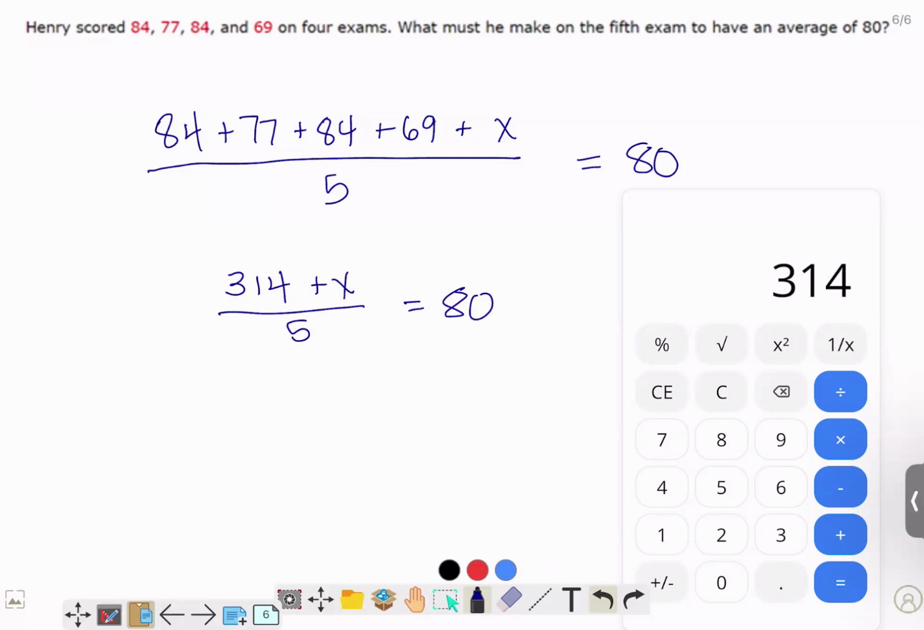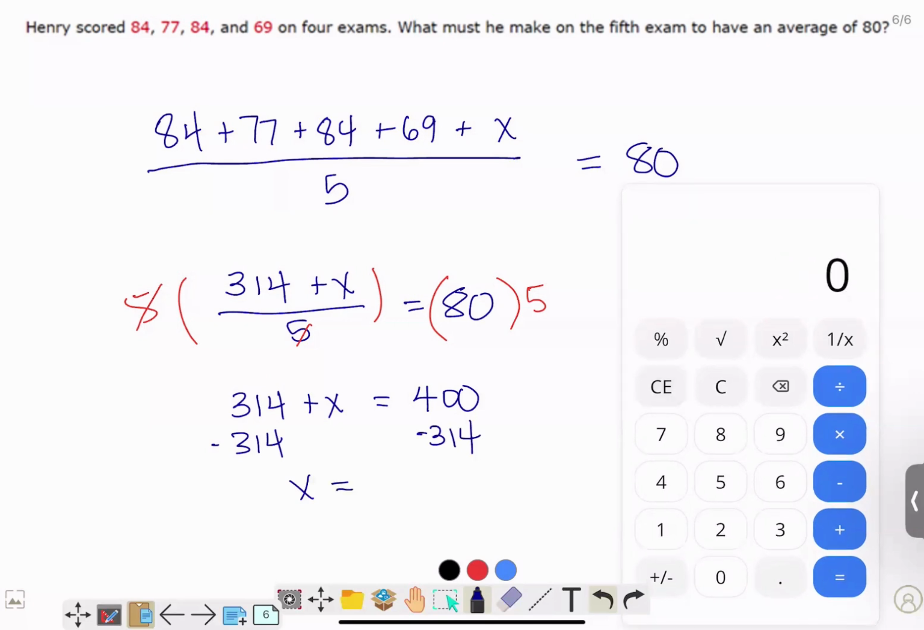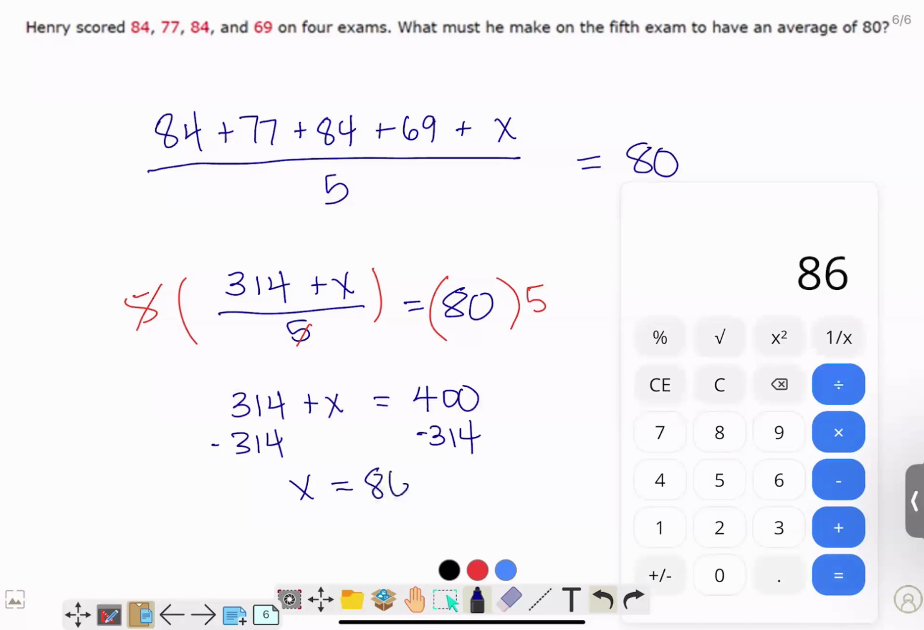So now let's get rid of that 5 in the denominator so we can cancel it out by multiplying both sides of this equation by 5. So multiplying all of this by 5, we'll cancel those, which means I also need to multiply by 5 over here. So I get 314 plus x equals 400 on the right side. So now to get the x by itself, I just need to subtract off this 314, so subtracting it on both sides. So that x, or the missing test score, has to be equal to 86. So if he wants to keep an average of 80 on all of these tests, he needs his next test score to be 86.